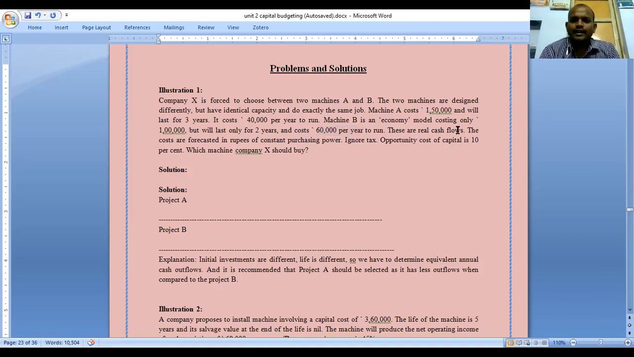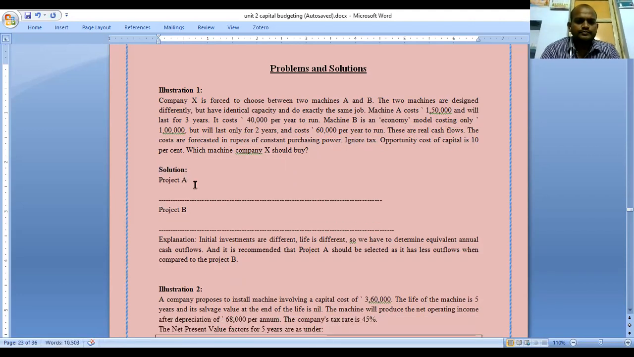These are real cash flows. The costs are forecasted in rupees for constant purchasing power. Ignore tax. Opportunity cost of capital is 10%. Which mission should company X buy? Okay, so let us solve this problem.